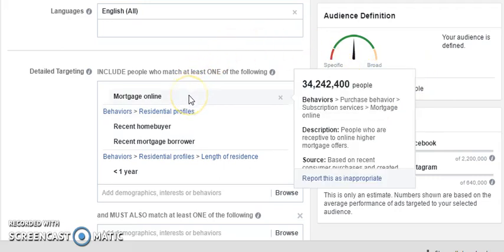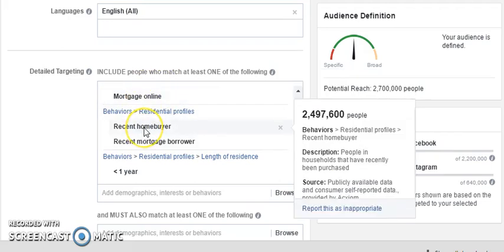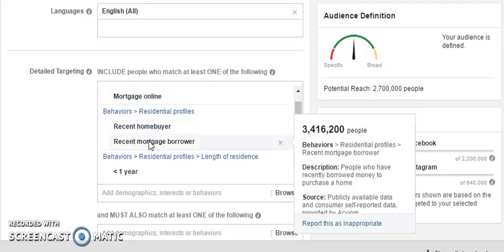So this one right now, Mortgage Online, is a very, very targeted and highly important one, because it's people who are very receptive to online mortgage offers, meaning if they see an ad or a video targeted to them related to a mortgage offering, they're going to be very highly responsive to it. Recent home buyers, obviously people in households that have recently been purchased, a recent mortgage borrower. This is huge for refinances, of course. People who have recently borrowed money to purchase a home.